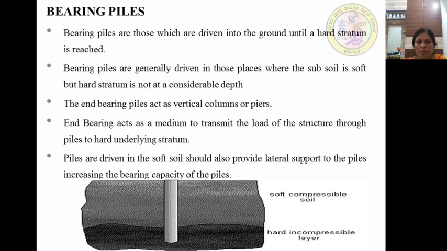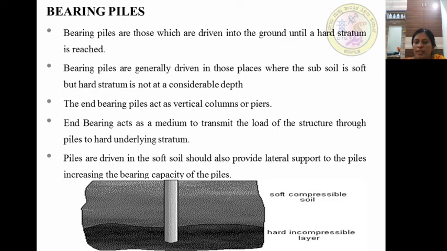So next, bearing piles. In this figure, bearing piles are laid on a hard incompressible layer. In previous slides, I explained that soft soil has less bearing capacity than hard incompressible layers. So these piles act as columns or piers. We provide columns to buildings, which give support to the superstructure, and a pier is nothing but an intermediate support of a bridge to support the slab on it.